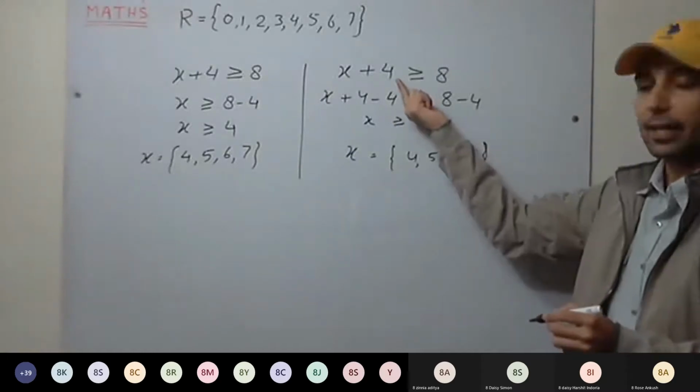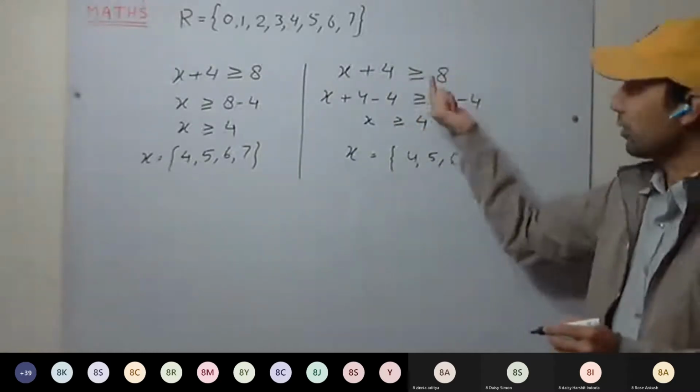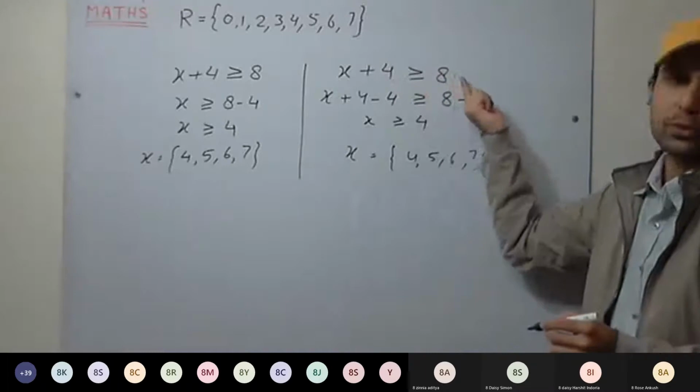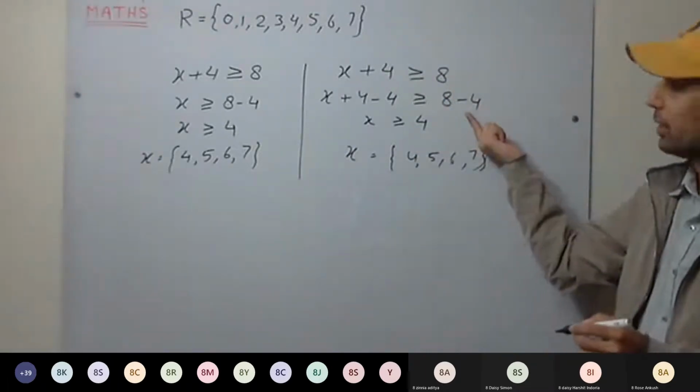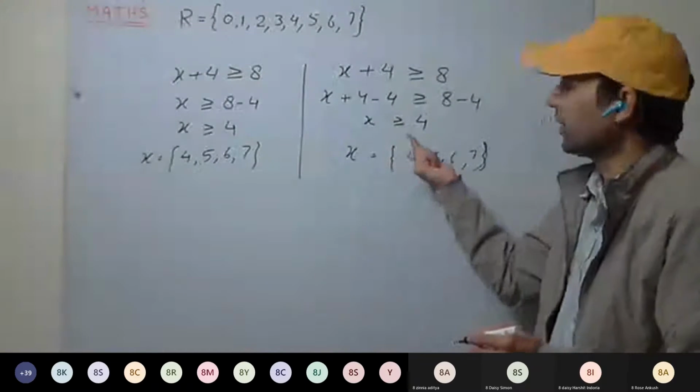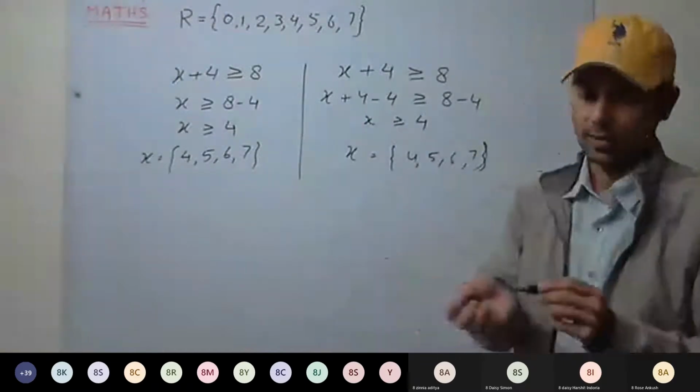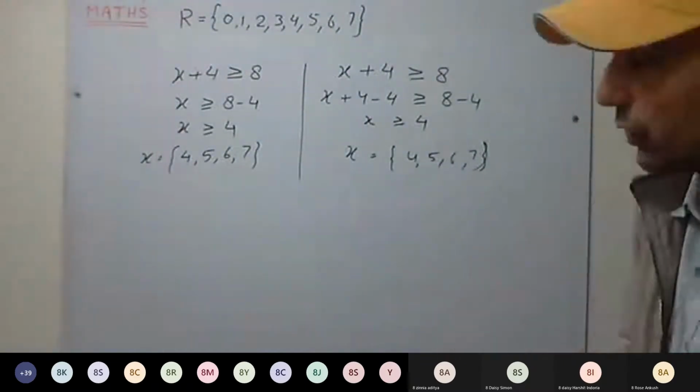We can add any number, but the same number must be added on both sides, and the same number must be subtracted. This is the first way, and this is the second way. We usually use the first way. This is fine. Now I start with the fifth.